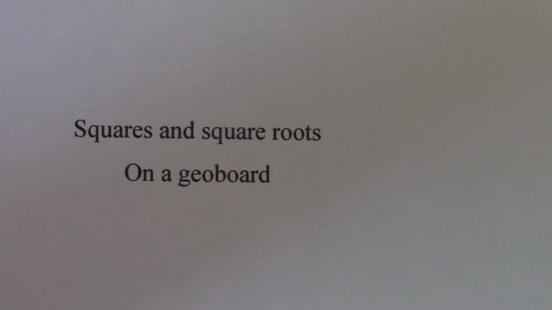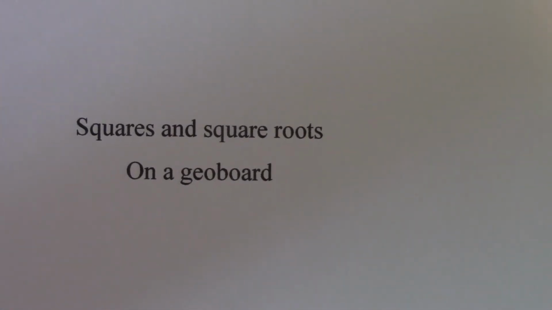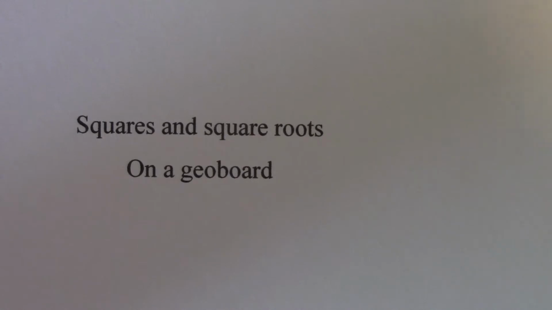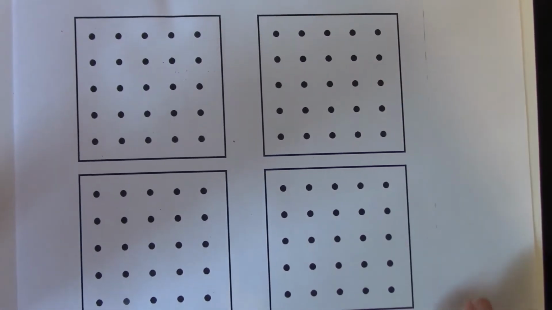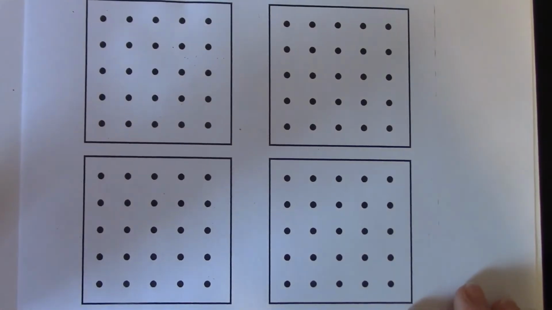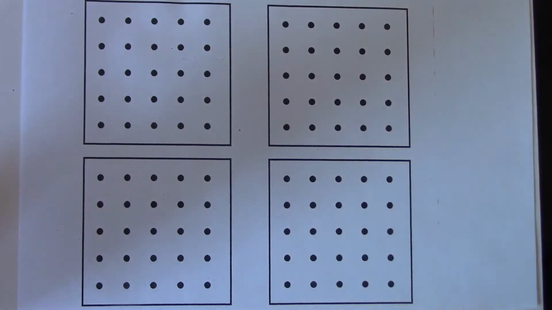In this activity, we're going to look at the area of squares and square roots on a geoboard. Instead of actually using a 5x5 geoboard, I'm going to use images of the geoboard because it'll be easier for you to see. Now on the 5x5 geoboard, that's 5 pegs by 5 pegs, there are 8 different size squares. So let's find them.